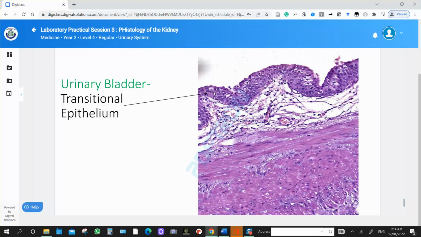Okay. Then moving on, here we can see the transitional epithelium of the urinary bladder. Transitional epithelium, so we have two types. If it is an empty bladder, there will be about 5 to 6 layers, and the superficial cells will be dome shaped. If it is a urine filled bladder, then it will be like 2 to 3 layers, and the superficial layer will be flattened.